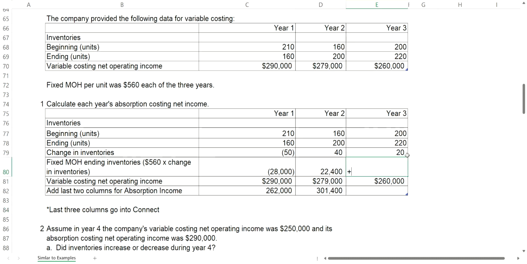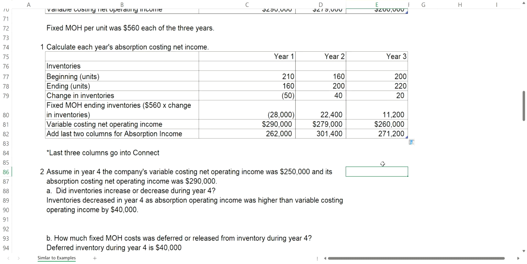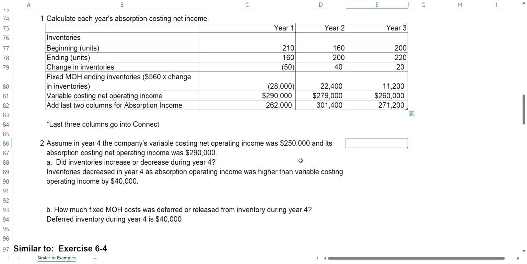Okay, for year 3, I will take 20 units times 560. I will add the two together. And with the absorption method, your operating income would be $271,200. So that's how we can do it without actually completing them and putting them into an income statement. There's a couple of other critical thinking questions regarding it. I've recorded the answers here, so I will let you take a look at those on your own.